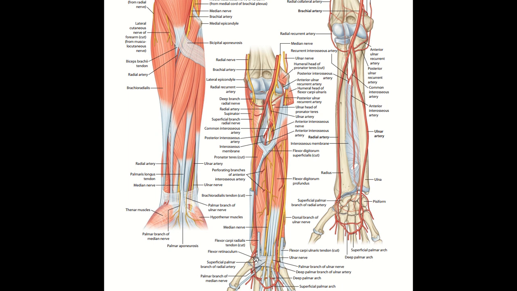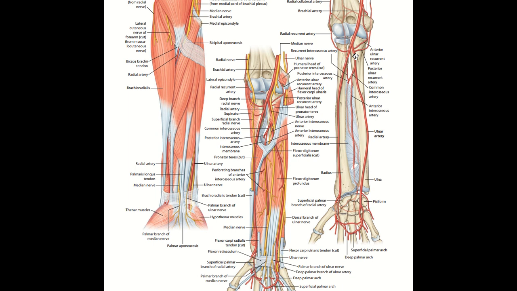And then it will be superficial to the flexor retinaculum and lateral to the ulnar nerve. You can actually see it will be lateral to the ulnar nerve and lateral to the pisiform bone, right? And then it's actually going to form the superficial palmar arc. So the superficial palmar arc is formed by the ulnar artery.